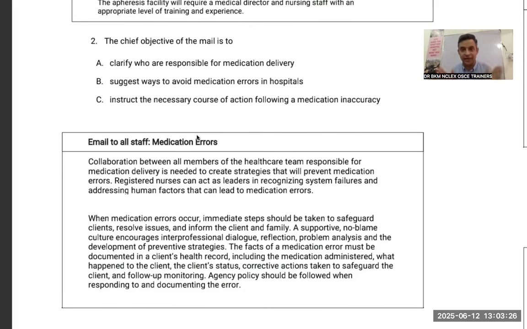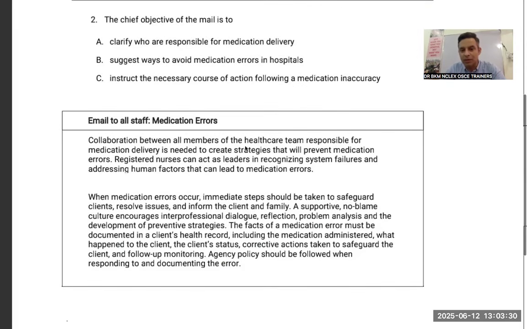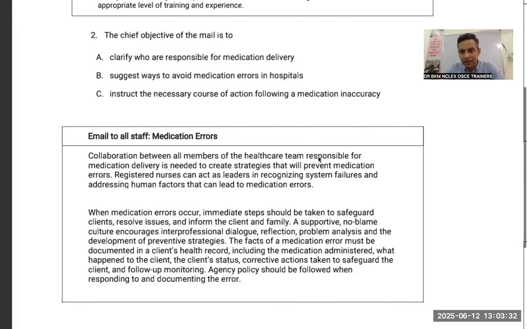Once the topic is clear in my head, it becomes easier. Now let's do it. Collaboration between all the members of the healthcare team responsible for medication delivery is needed. Again, once you start noticing the passive voice, you will understand the importance. The healthcare team responsible for the medication therapy is needed to create strategies.